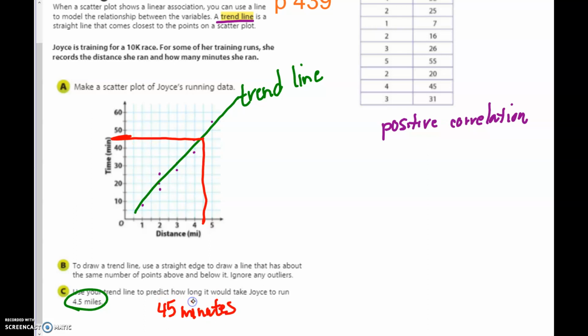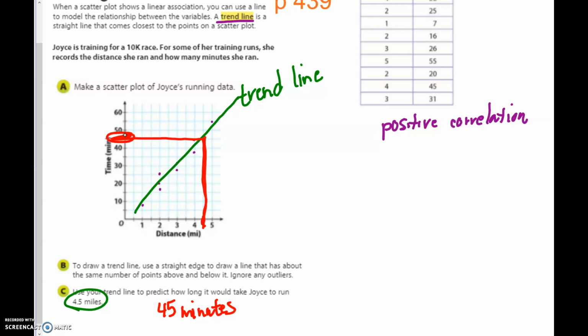So you're going to have 3 questions like this on your homework today. So you take your scatter plot, you draw the best trend line you can, and sometimes they might actually have that trend line in there. And you go from the point they give you up to your trend line and over, and this is where your answer would be. Okay, so how do you know if a trend line is bad or not?